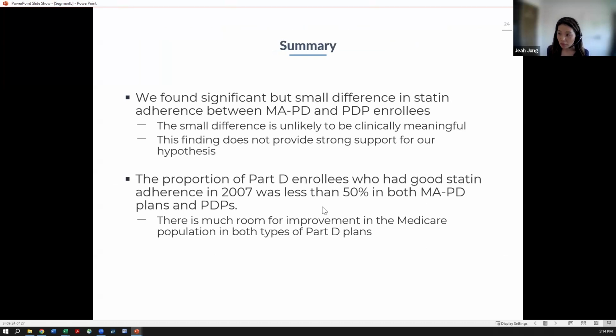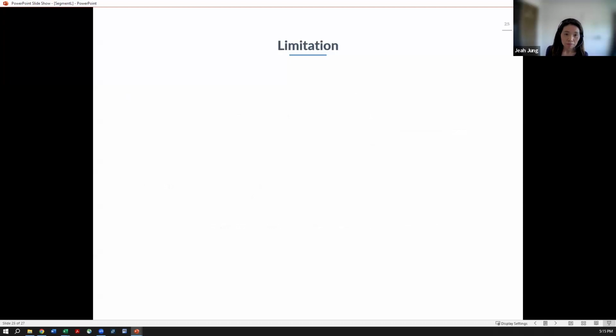And another striking one, this is 2007, it's not 2024, and the proportion of beneficiaries with good adherence was less than 50% in both the groups. This is too low, and I think it has improved over time. So we discussed that there was much room for improvement in both types of plans, and in Medicare populations, whether they are in MAPDs or PDPs.